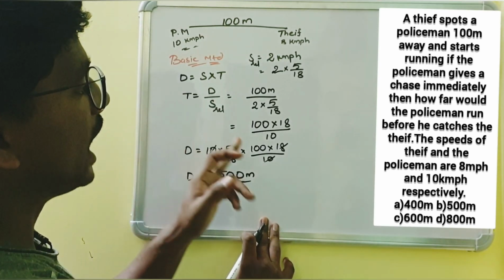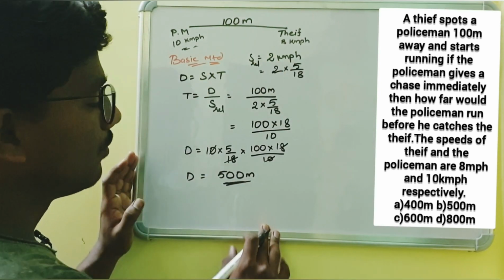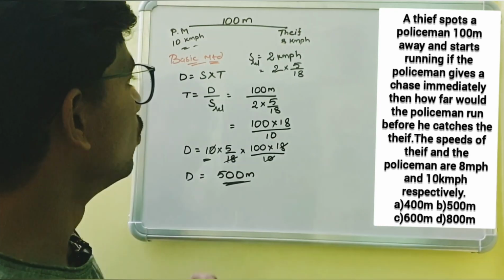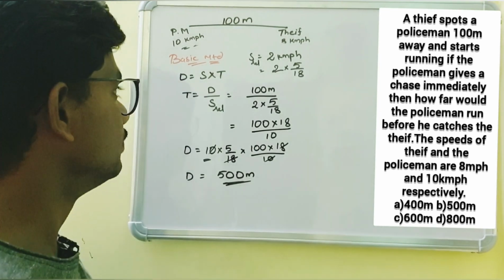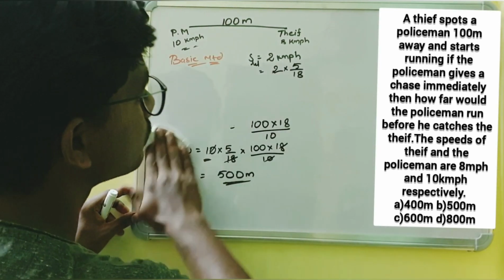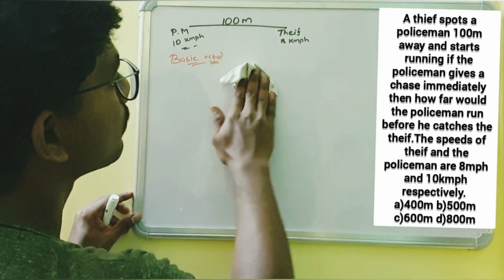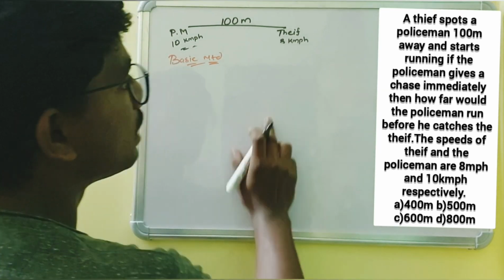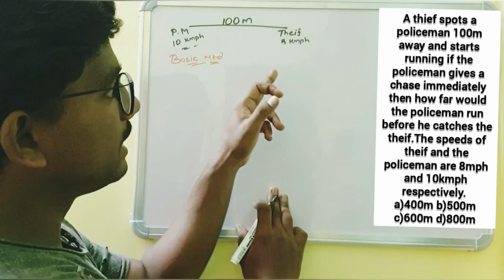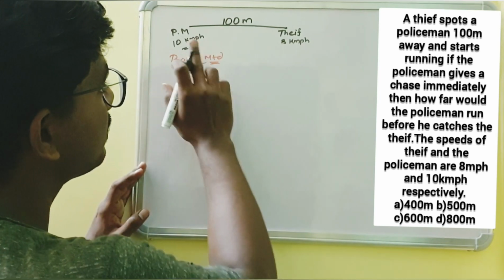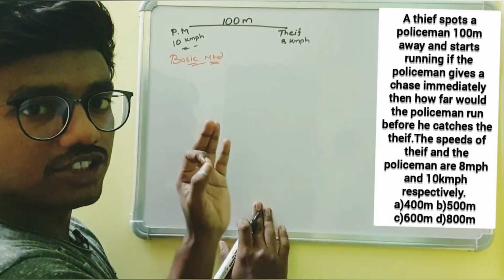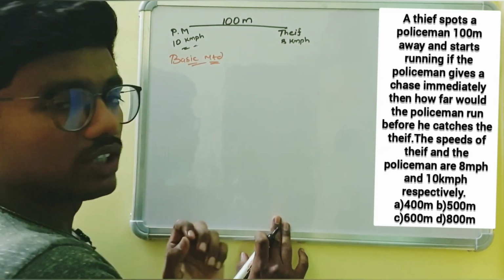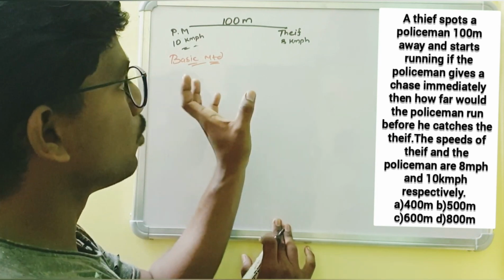If we have to calculate the distance travelled by the thief, we have to take the speed of the thief. Okay. Now let us solve this in equation method. See, equation method is, let us assume that the distance travelled by the thief is x meters, then the distance travelled by the policeman will be x plus 100 meters. Okay. Here the time interval is same. See, the time is same for the policeman and the thief.